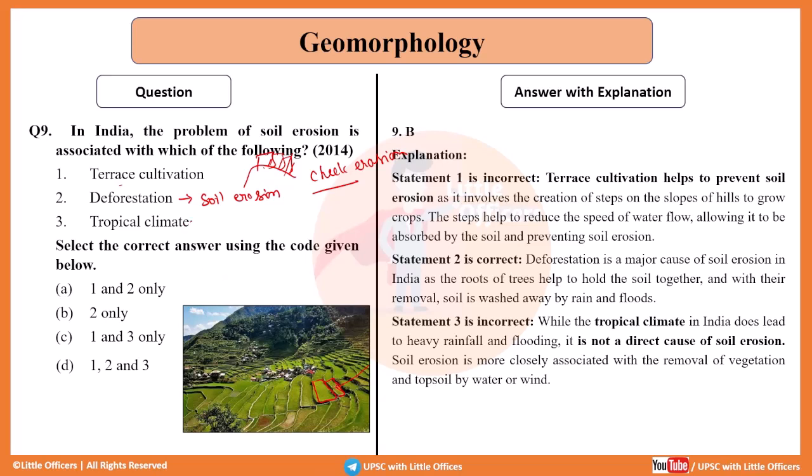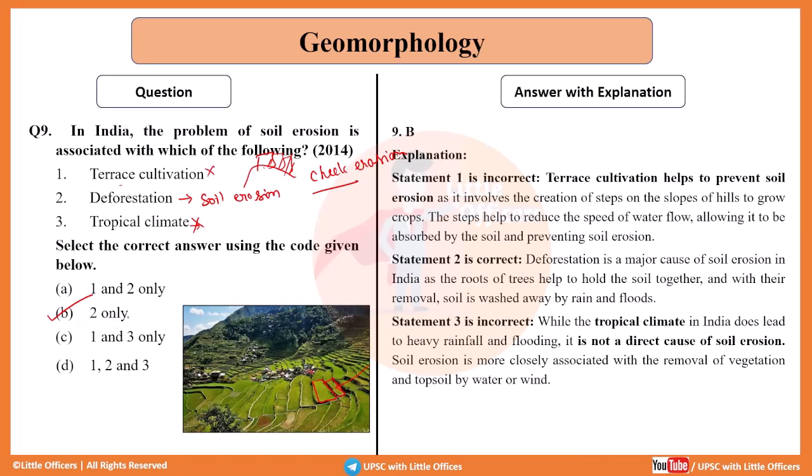Now tropical climate, since here there is a good amount of vegetation, so though there is good rainfall, there is also a good amount of vegetation, so we cannot directly say that tropical climate is going to be associated with erosion. It depends on how the anthropogenic activity or the natural activities are happening in the tropical climate, which will lead to soil erosion. So the climate itself does not lead to soil erosion. So on this basis, you can remove this. Okay, so the only thing which is associated with soil erosion is going to be deforestation.